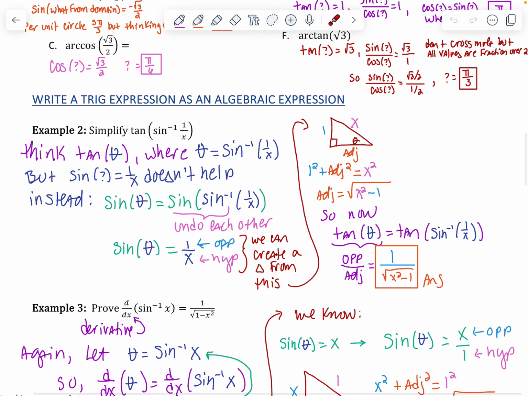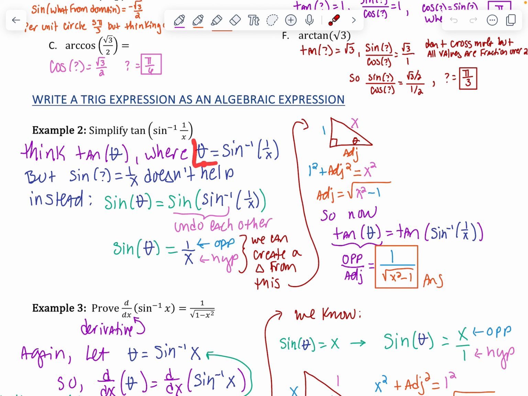Okay, now two pieces, one to help you understand where the derivative comes from, but also to help you get the derivative. What if I was asked to simplify the tangent of an inverse trigonometric function? So this is really confusing to look at. Let's just think of this as the tangent of theta. That's so much easier.